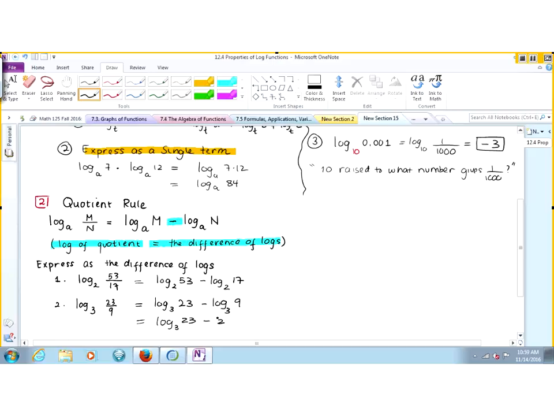How do you get 2? That's right. But how? 3 raised to what number gives us 9? Right. So that's why this is 2. Are we okay?